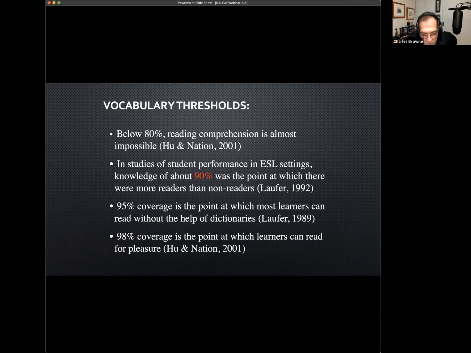But the number that recently has been talked about a lot is 98%, because 98% to 99% coverage is the level where you can read for pleasure. So not just read and guess from context, but to be able to read smoothly and quickly, almost effortlessly, and to enjoy the reading process. That's 98, 99%, right?